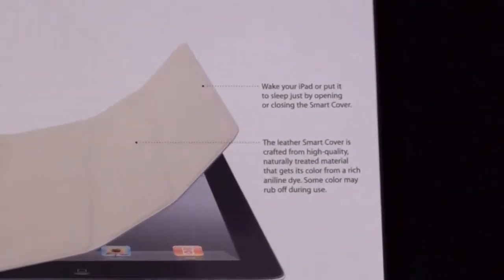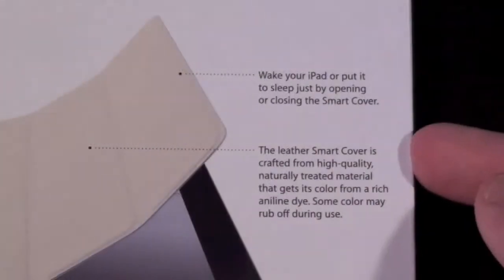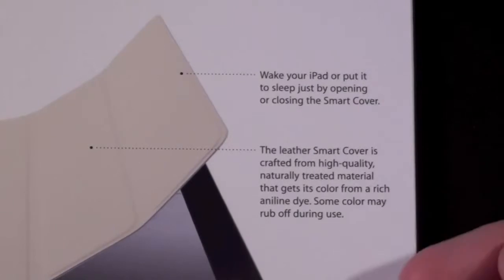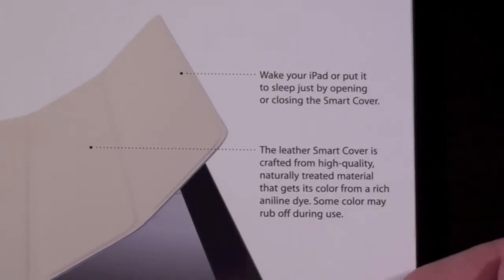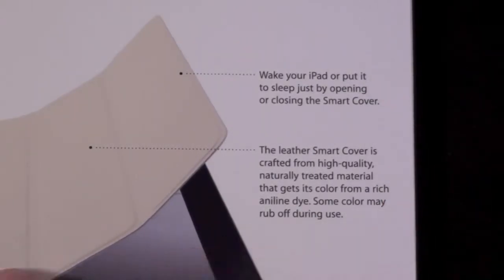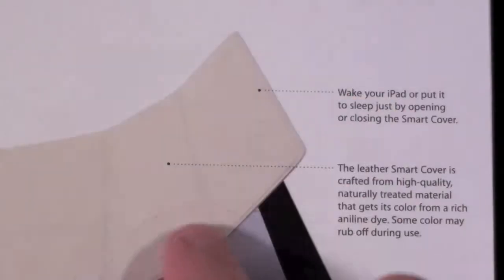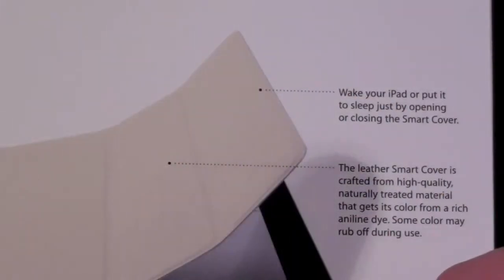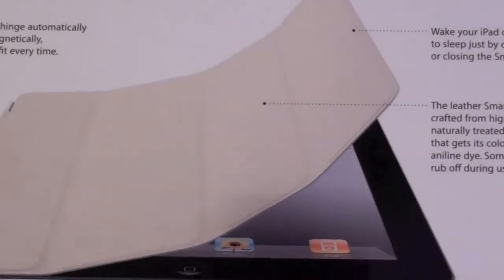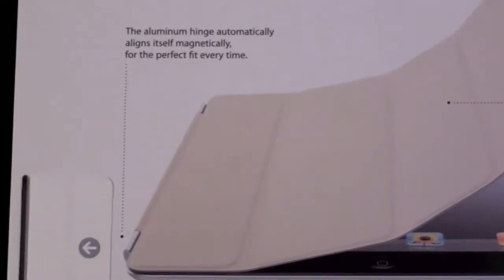If we look at the packaging, you can see some of the details explained. It tells us that the leather smart cover is crafted from high-quality, naturally treated material that gets its color from a rich aniline dye. Some color may rub off during use. And of course, the big feature with the cover is the fact that when you lift the cover, it actually wakes up the iPad, and when you close it, it turns it off or puts it to sleep.